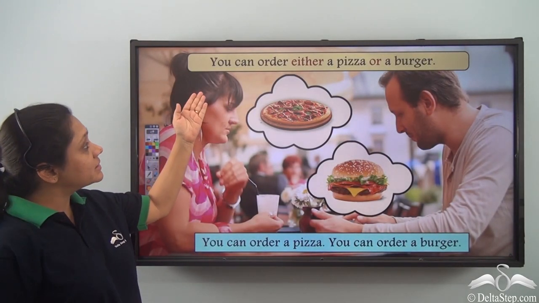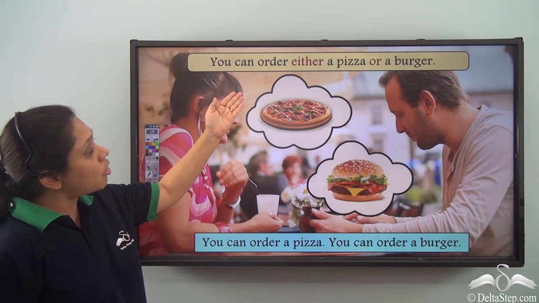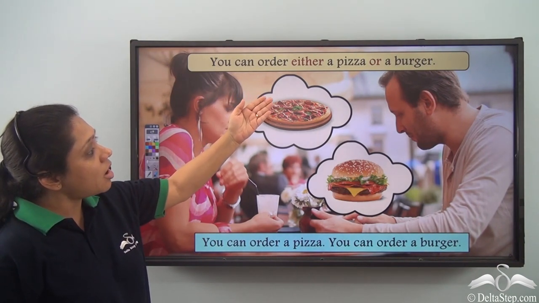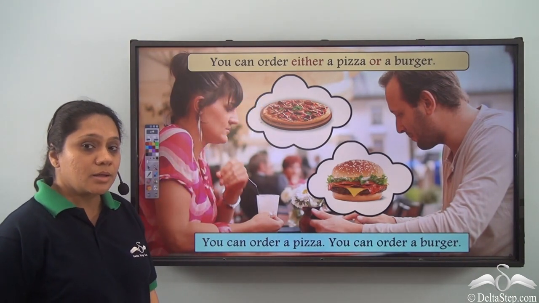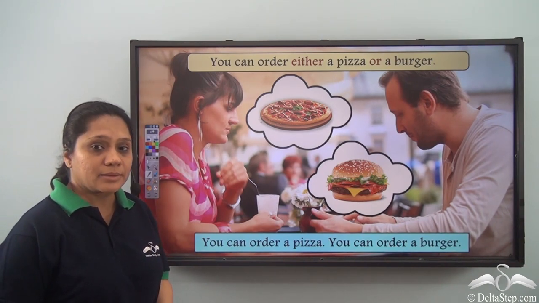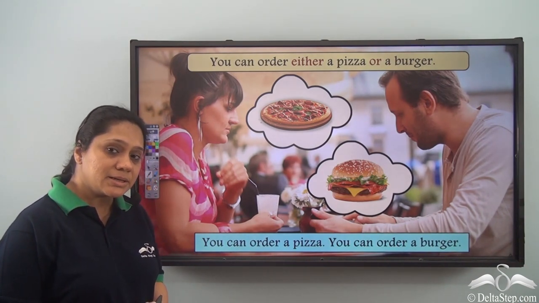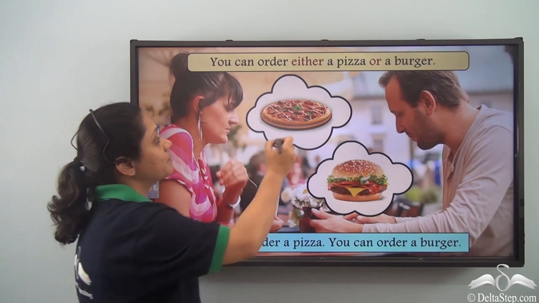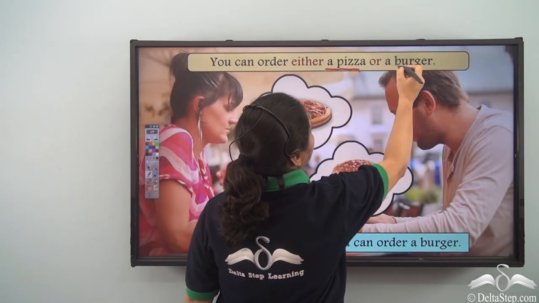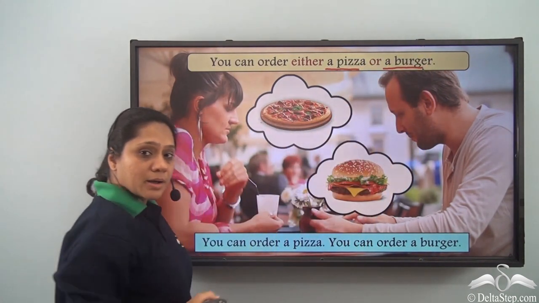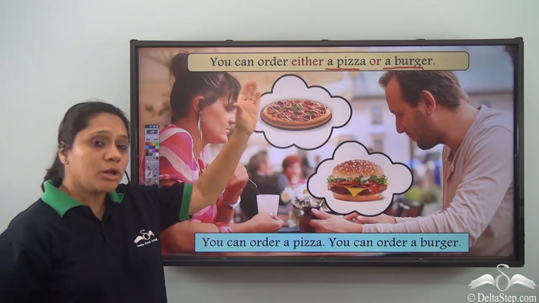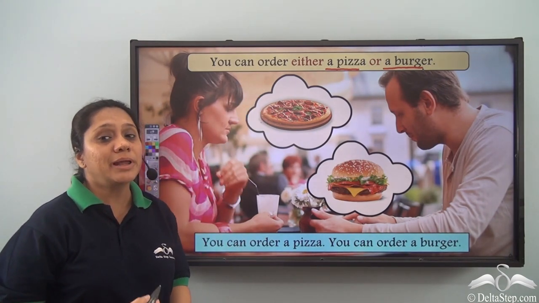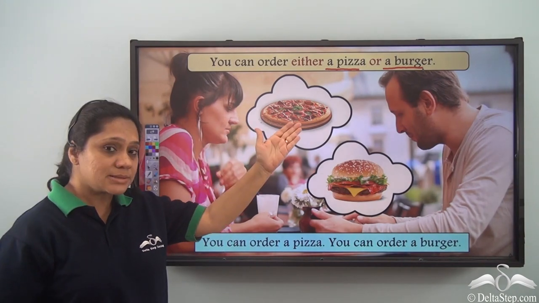Let us read this sentence. You can order either a pizza or a burger. So what do we understand? That there are two options in this sentence. What are the two options? A pizza, a burger. Now both the options are equally important for this sentence.